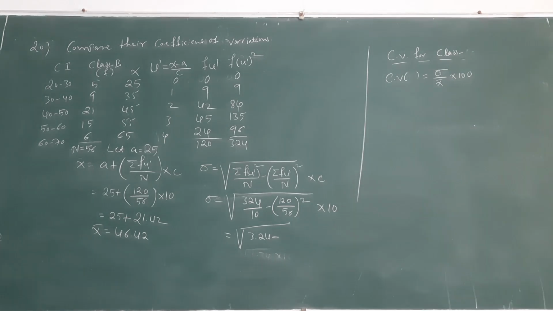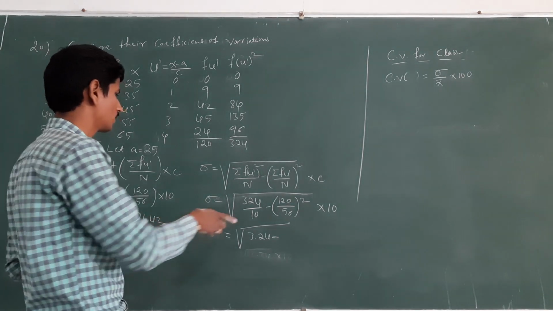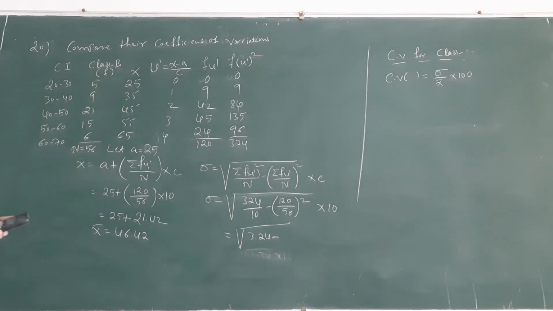120 divided by 56. Here 9 plus... okay, 3 minus 4 point, it's wrong. See here, 9 plus 84 plus 135 plus 96 is 324, correct? 9 plus 42 plus 45 plus 24 is 120.